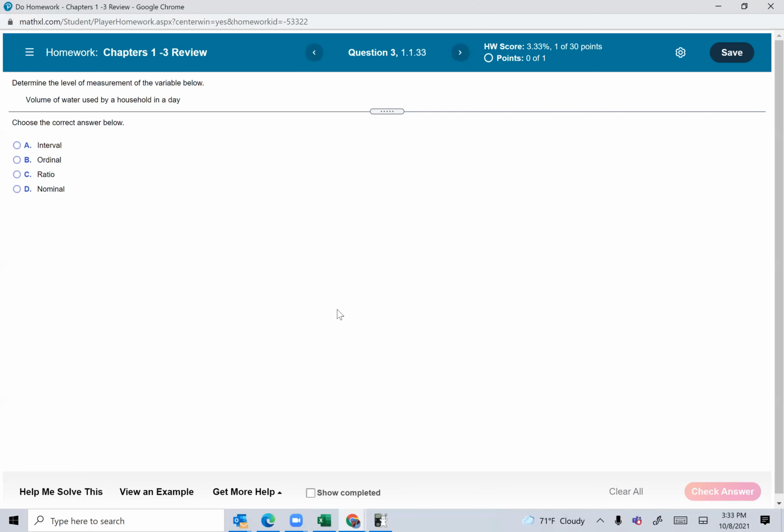Determine the level of measure of a variable below. Let me tell you about the levels of measurement, guys. Data is either qualitative or quantitative. For qualitative data, guys, now I'm going to use my stylus. Qualitative data are labels, attributes, not numbers. There are 4 levels of measurement. I'm going to show you.